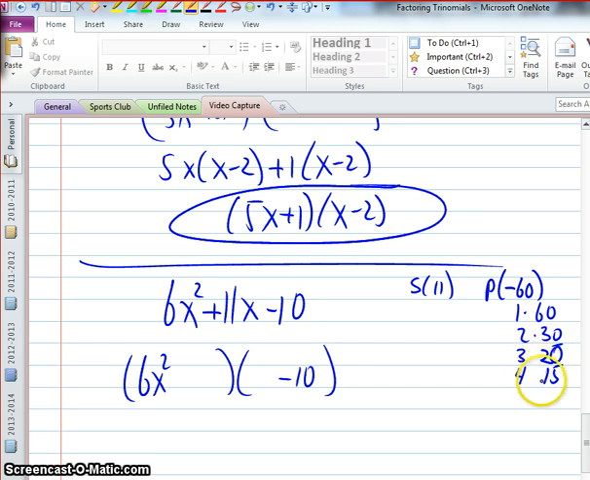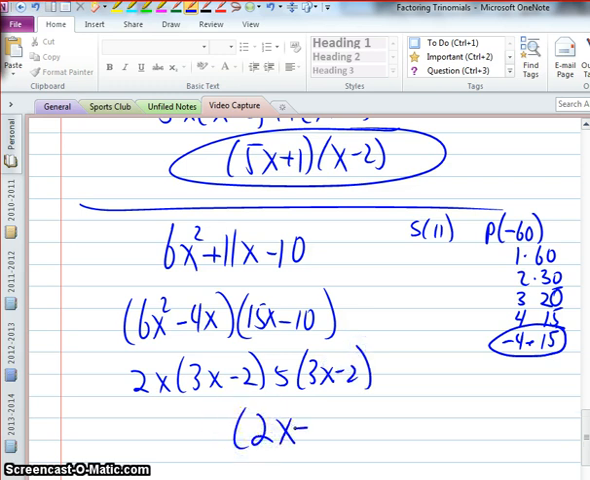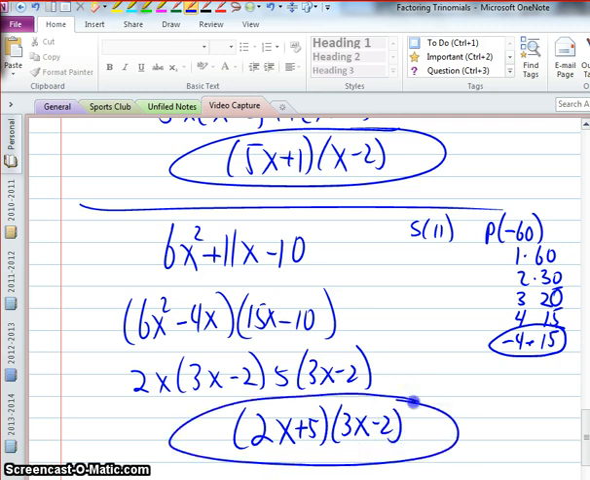I think if we did positive 15 and negative 4, they would multiply to make negative 60, but add up to make 11. So we'll do negative 4x here, positive 15x here, and let's see how this does. 2x will leave me 3x minus 2, and if I take out a 5 here, that'll leave me 3x minus 2, so my ultimate answer, 2x plus 5 times 3x minus 2. That's how you do it.